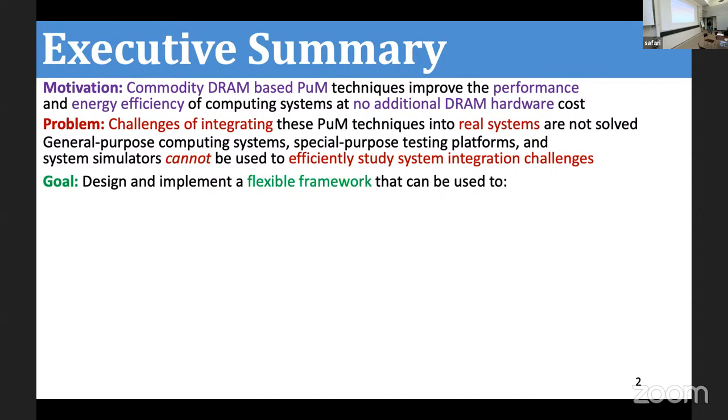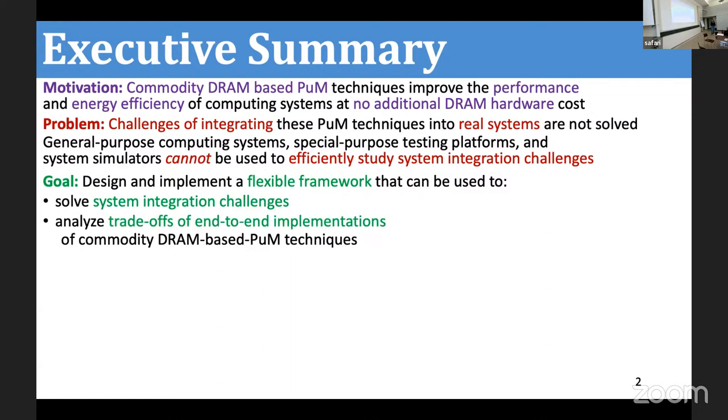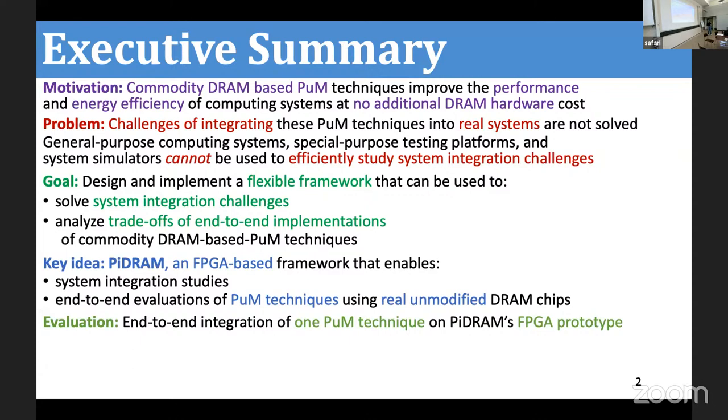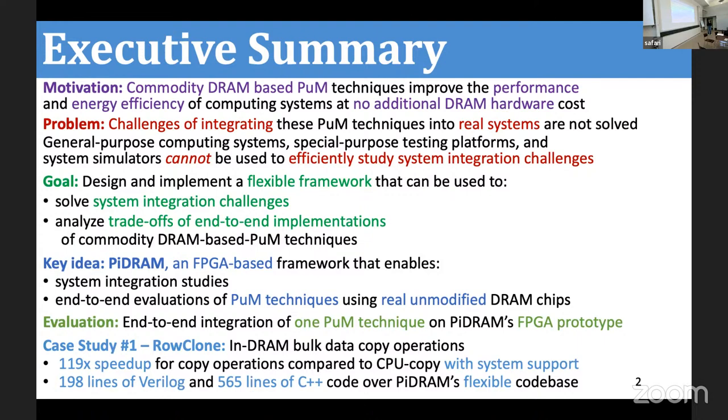So the goal is to design and implement a flexible framework that enables us to solve system integration challenges and analyze trade-offs of end-to-end implementation of commodity DRAM-based PuM techniques. To do so, our key idea is PiDRAM, an FPGA-based framework that enables system integration studies and end-to-end evaluation of PuM techniques using real unmodified DRAM chips. To evaluate PiDRAM, we use one PuM technique, RowClone, an in-DRAM bulk data copy operation. We are going to see that PiDRAM can speed up the throughput of normal CPU operation by almost 120 times.